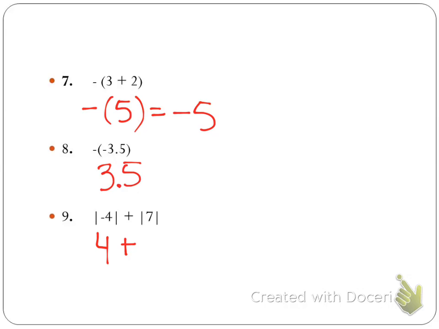The absolute value of 7 is going to stay 7. We add them together to get 11.